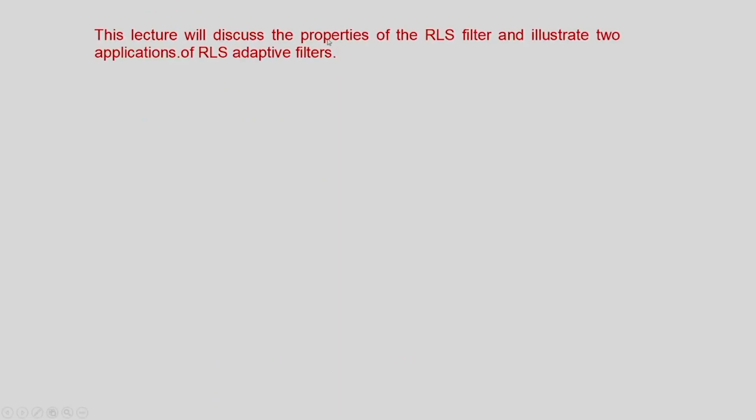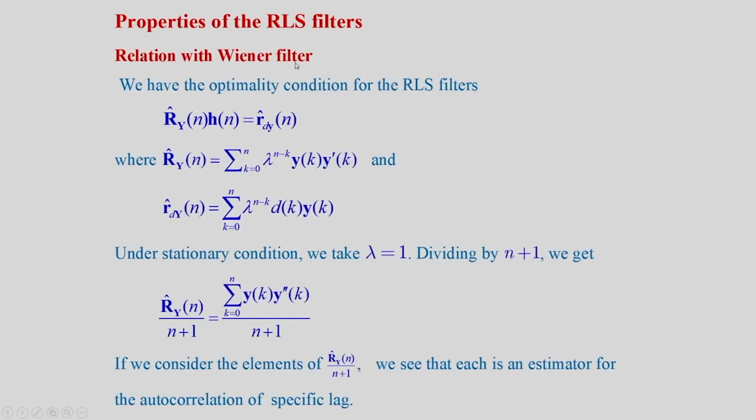This lecture will discuss the properties of the RLS filter and illustrate two applications of RLS adaptive filters. Let us first see the relation of the RLS adaptive filter with the Wiener filter. We have the optimality condition for RLS filters given by the normal equation, that is Ry hat n matrix multiplied by Hn vector is equal to the cross correlation vector, that is r dy hat n.